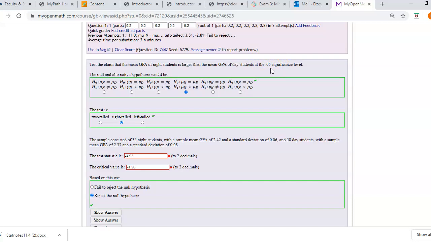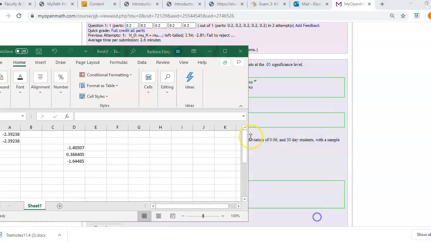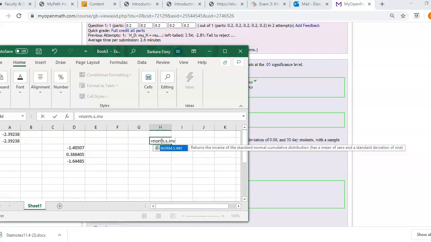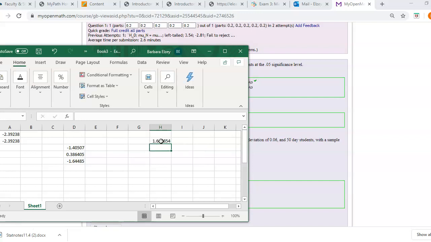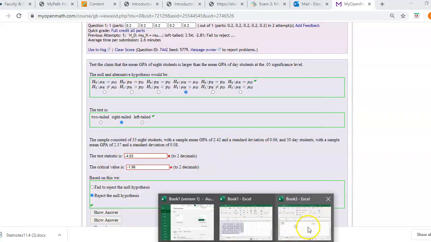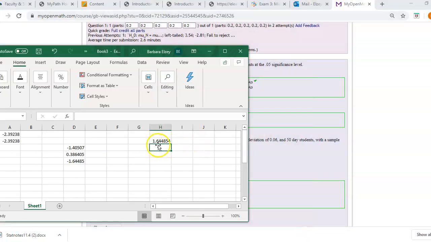1 minus 0.05 is going to be 0.95, and I think I have Excel open, so let's do equals NORM.S.INV of 0.95, and our critical value ends up being 1.645, or depending on how many decimal places, two decimal places, 1.64. And hopefully that will help.